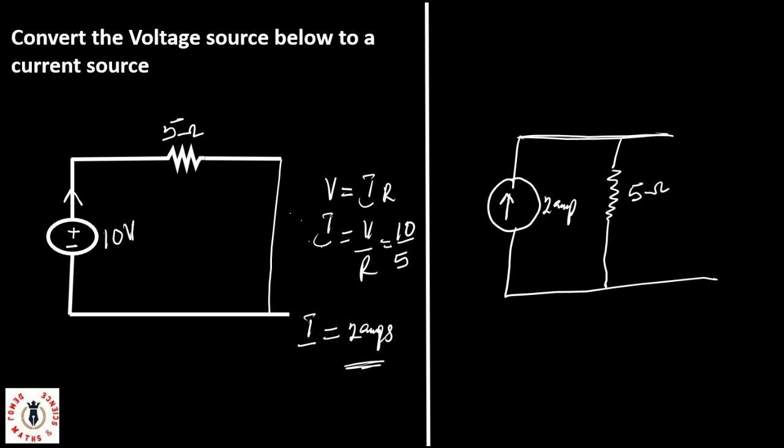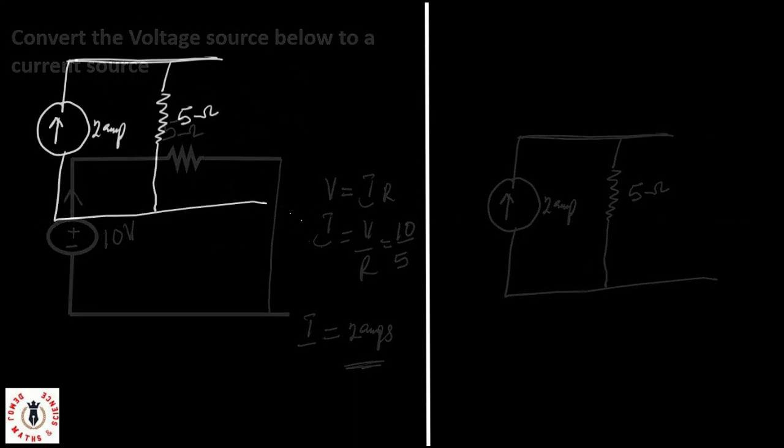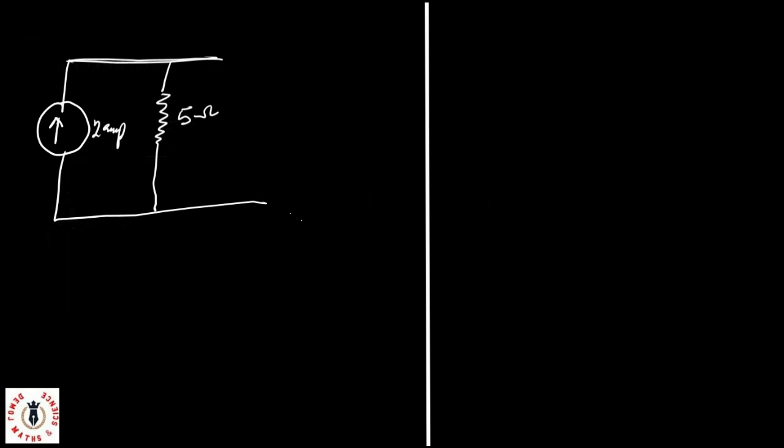The same thing happens if I have to take a reverse. I have simply redrawn the same current source I derived. But the same thing happens if I have to convert from a current source, from this current source here, to a voltage source.